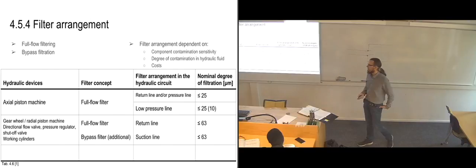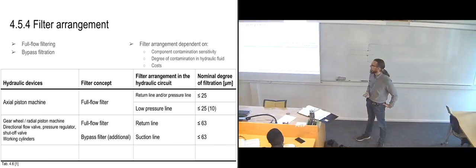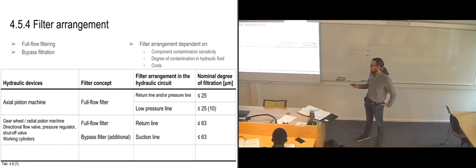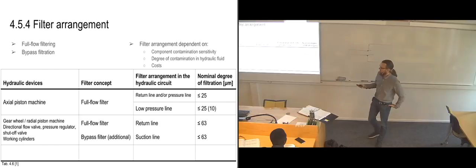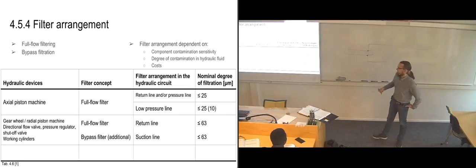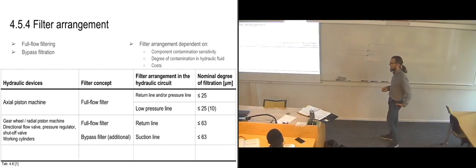The next hydraulic devices, there's quite a lot of them. Gear wheels, radial piston machines, directional flow valves, pressure regulators, shutoff valves, and working cylinders. So here you get two different concepts you can use. But you can't use either or. You have to use the full flow filter, but you can add a bypass filter as an additional. So you're going to use a full flow filter anyway, and then if you have an especially contaminated system, you can use a bypass filter as an extra precaution to try to keep the contamination level down.